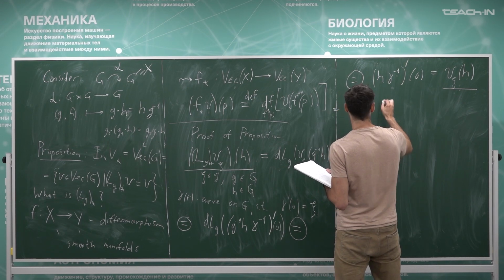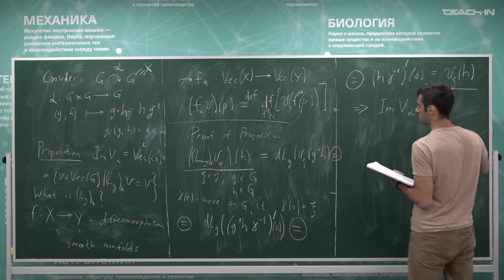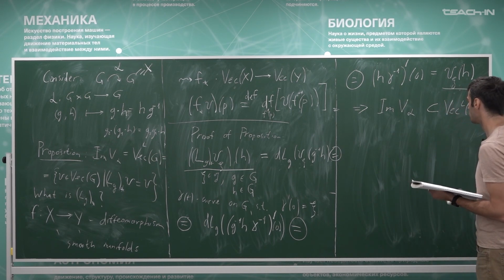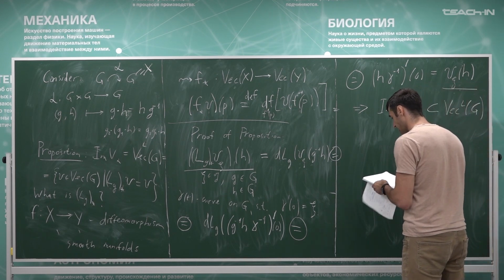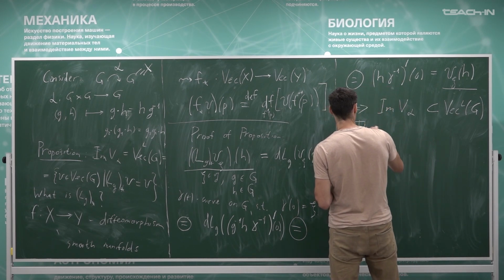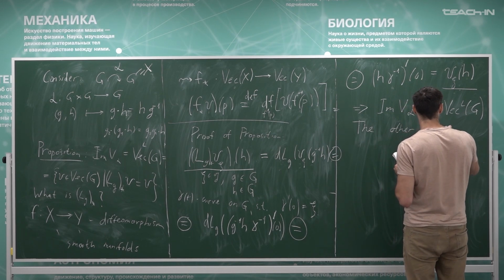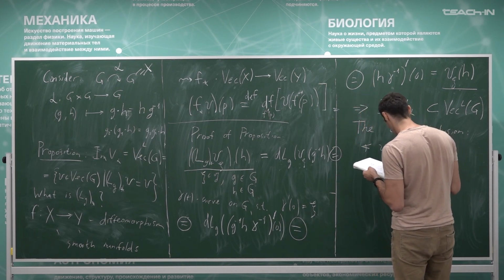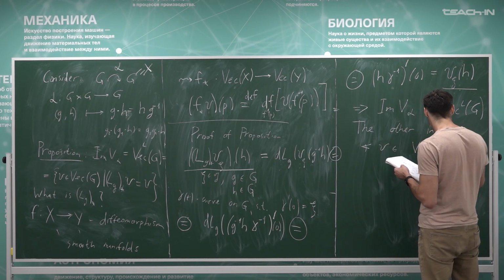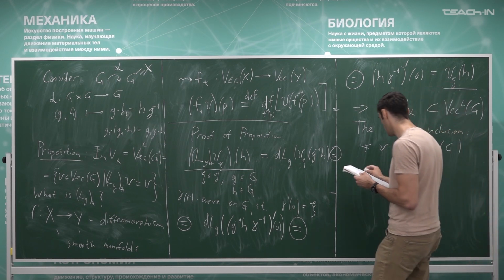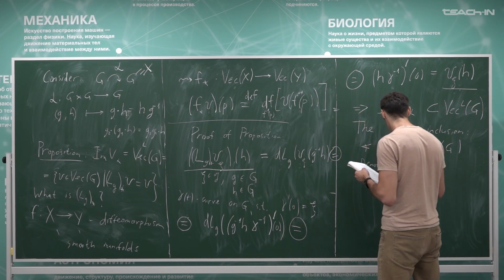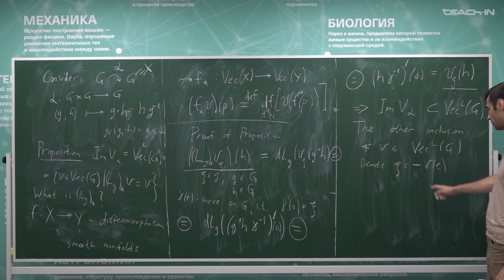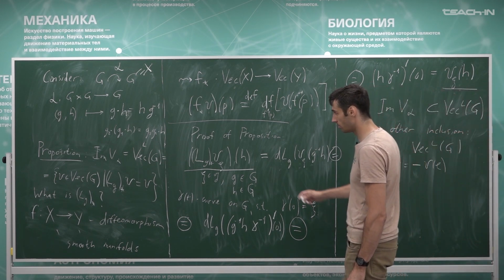Therefore, the image of V alpha is inside the left-invariant vector fields in G. We need another inclusion. So conversely, the other inclusion: let me consider a vector field V, which is left-invariant. And let me take xi to be minus its value at the identity. I have to put a minus here for some technical reason, because in my action I have this inverse here.